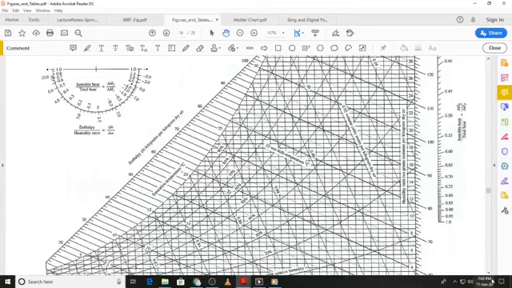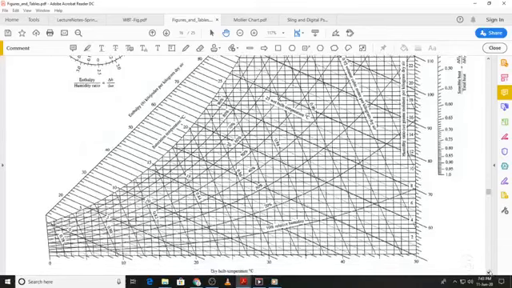What I would like to do is, just as an example, try to find out some properties at a particular state given to us for a moist air sample. Let's say we are given a moist air sample whose dry bulb temperature is 29 degrees C and its relative humidity is 30%. I can mark that state over here. Look at this, this is 29 degrees C, and we move vertically upwards, and where this line intersects the 30% relative humidity line, that is the state of the moist air that is given to us.